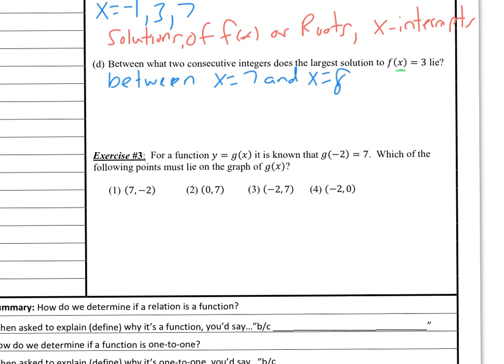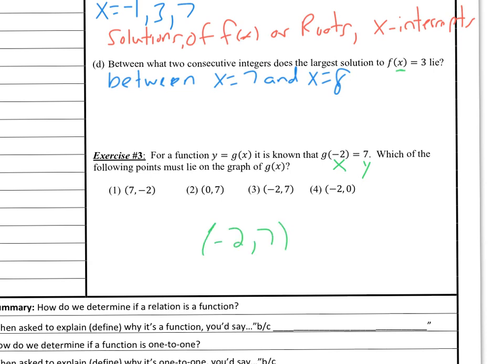All right, last question. We made it. For a function y equals g of x, it is known that g of negative 2 equals 7. Which of the following points must lie on the graph of g of x? One of the cheesiest, easiest, most Captain Obvious questions that they could ask on a Regents exam, that people get wrong because they're in a hurry. And typically on the Regents, they put one of the wrong answers that looks right first. So you need to know, a very basic thing, that this is x. And if that's x, then there's only one thing left to be y. So it should be the ordered pair negative 2, 7.